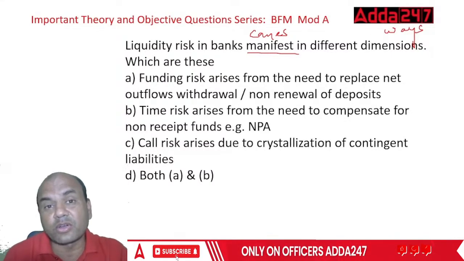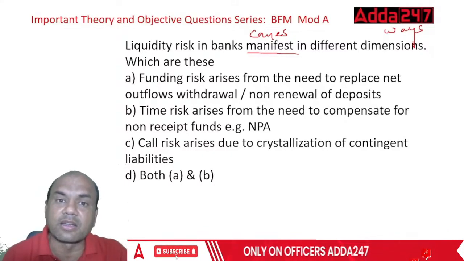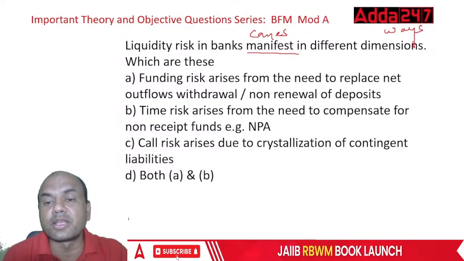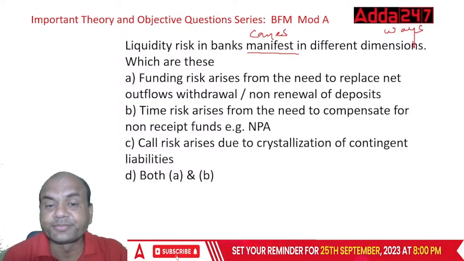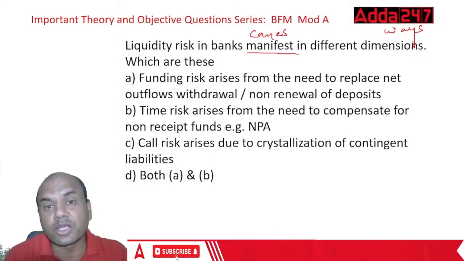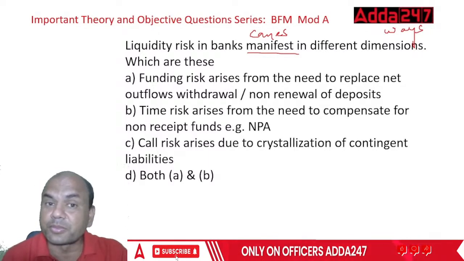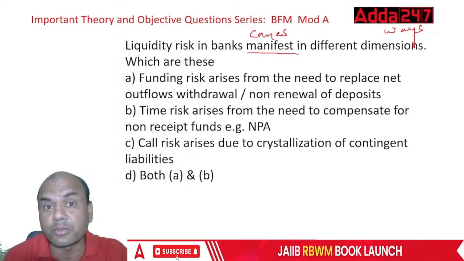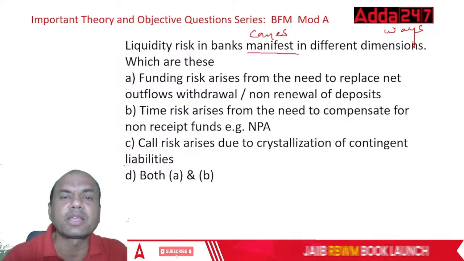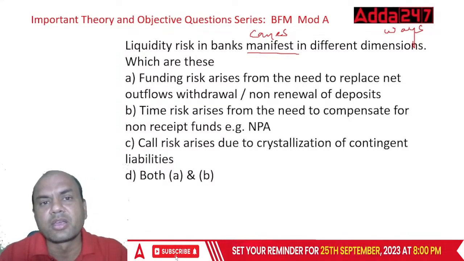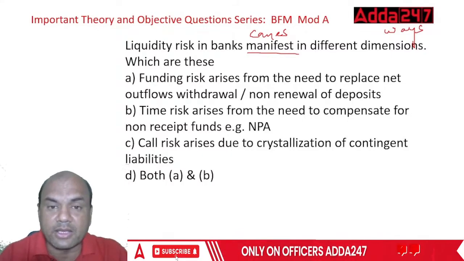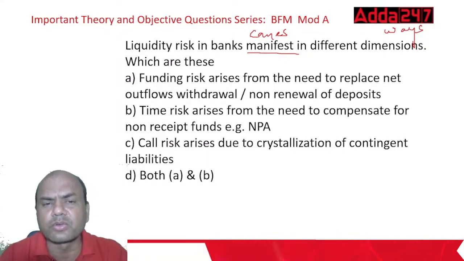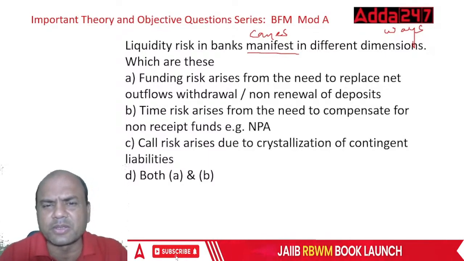Here, CAIIB is not like JAIIB. Just because you got the answer, you can't tick it. No. Here you have to think. Funding risk arises from the need to replace net outflows, non-renewal of deposits, meaning whatever is going out needs to be replaced. Suppose tomorrow there is a huge withdrawal from your bank, a run on the bank. Anyone know the run on the bank? What is a run on the bank? Type in the comment section: do you know the run on the bank concept? Type yes or no, only that much. Don't give me the run on the bank definition, it's a big definition.